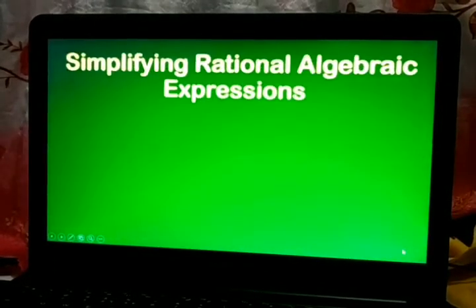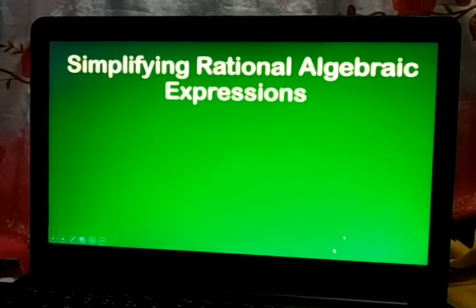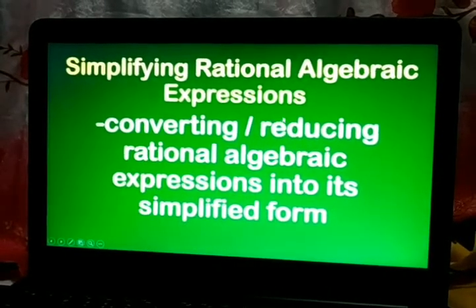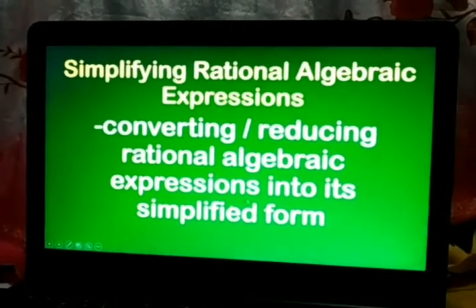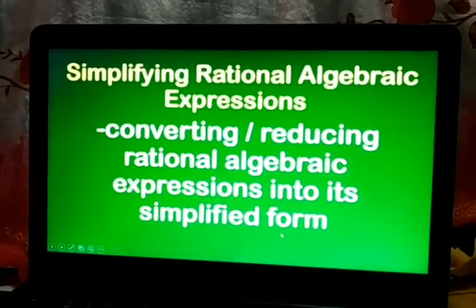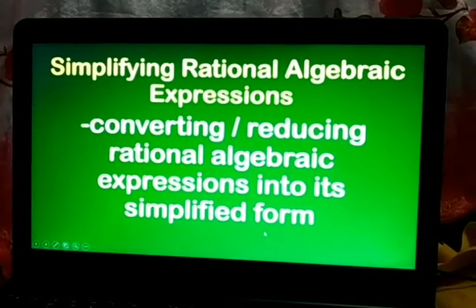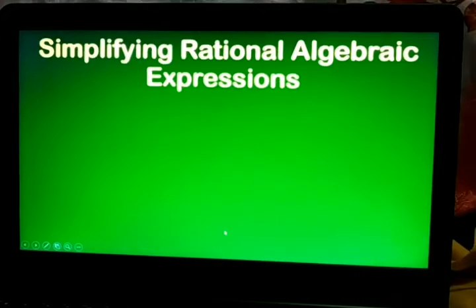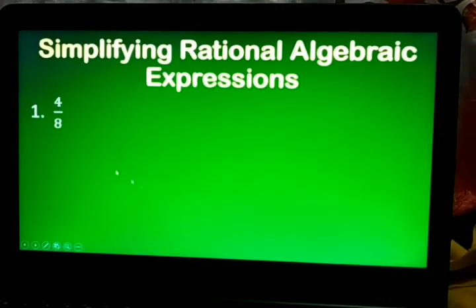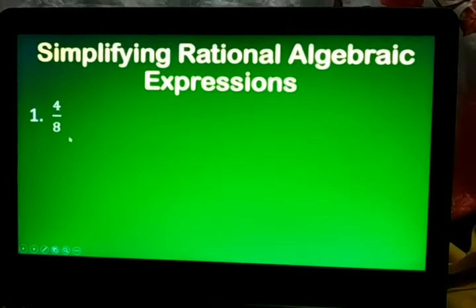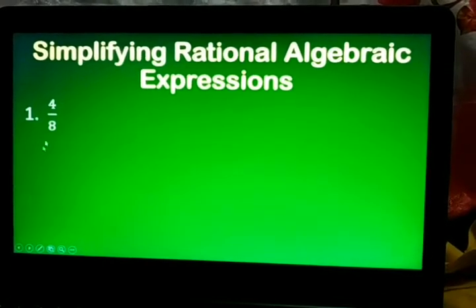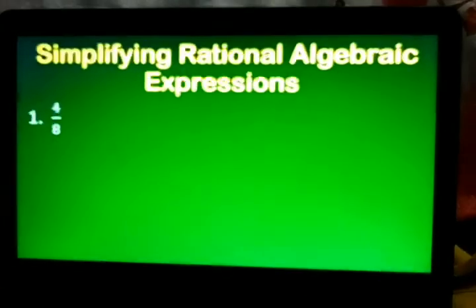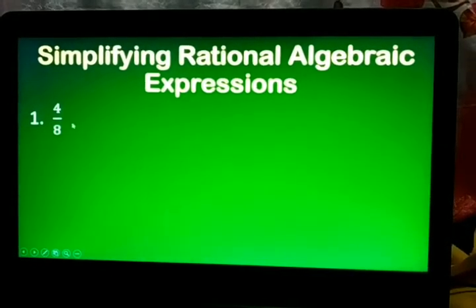Next, let's go to simplifying rational algebraic expressions. When we say simplify, we convert or reduce these rational algebraic expressions into its simplified form, which means it cannot be factored anymore. It is in its simple form. Let us simplify rational algebraic expressions. Number 1, 4 over 8. Study the given. It's a fraction form. Let us give the factors of 4 and 8.